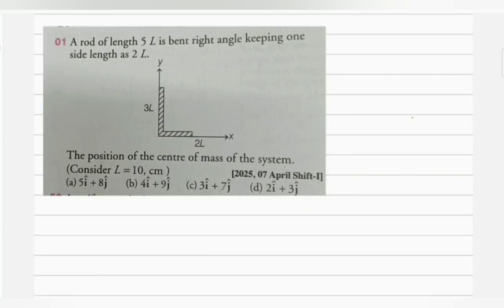The total length is given to you as 5L. It is bent at right angle in such a way that horizontal rod is having length 2L while vertical rod is having length 3L. Diagram भी आपको guide करेगा इसके लिए. Alright. Now the value of L given to you is 10 centimeter. So can I say this 2L will be 20 centimeter and then this 3L will be 30 centimeter.